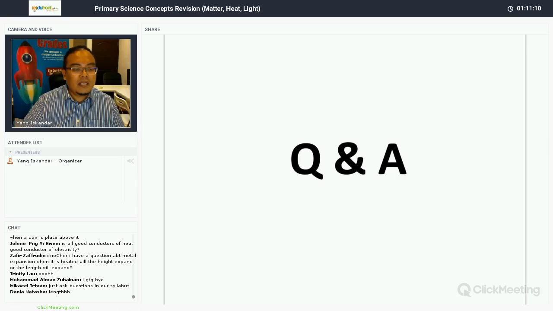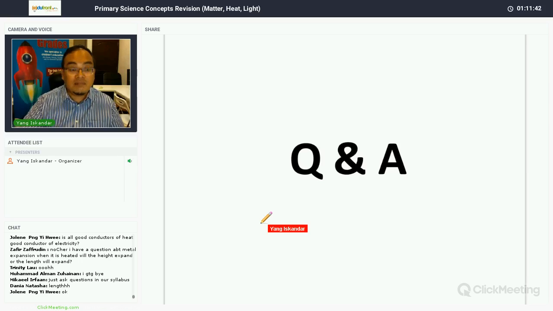Are all good conductors of heat good insulators of electricity? Not good conductors of electricity. Yes, in general, if they are good conductors of heat, they are also good conductors of electricity. Like gold, all metals are good conductors of heat, and they are also good conductors of electricity. Gold is one of the best conductors of electricity. Gold is being used in some electronic devices, but it's very expensive.